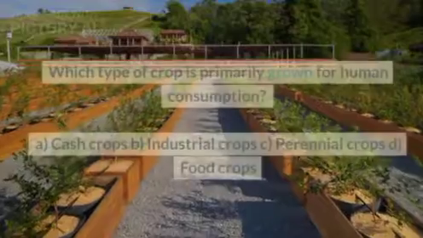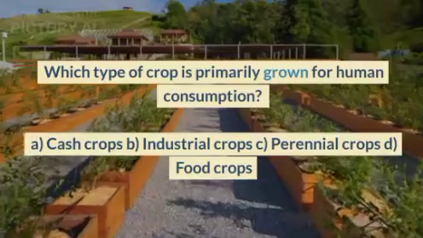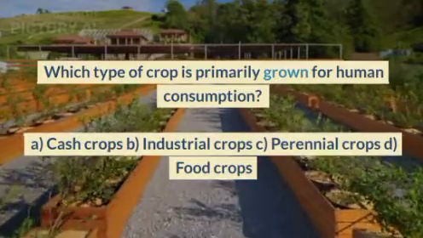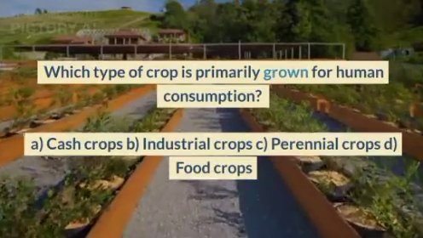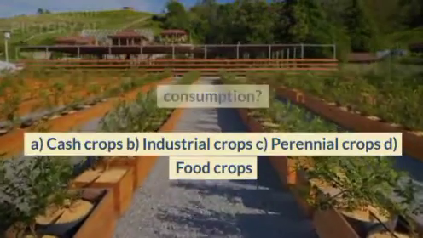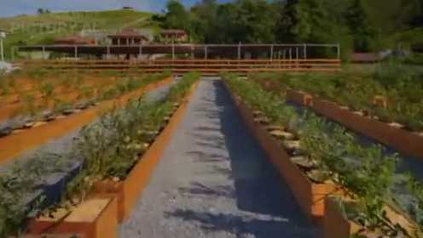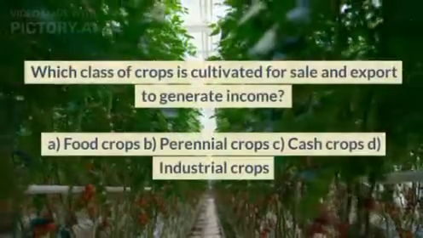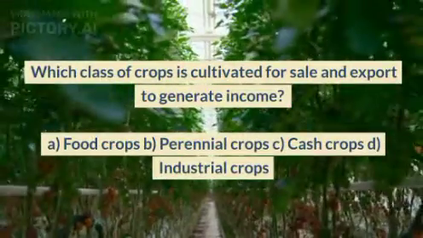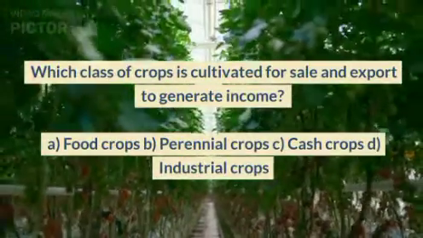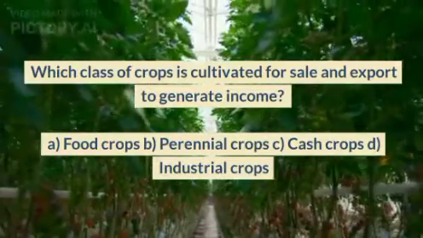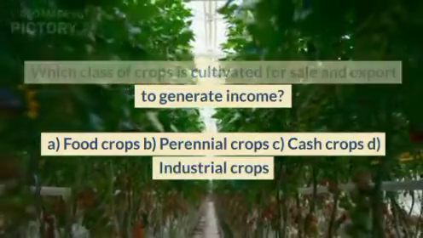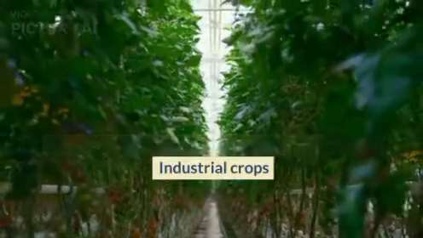2. Which type of crop is primarily grown for human consumption? A. Cash crops. B. Industrial crops. C. Perennial crops. D. Food crops. 3. Which class of crops is cultivated for sale and export to generate income? A. Food crops. B. Perennial crops. C. Cash crops. D. Industrial crops.